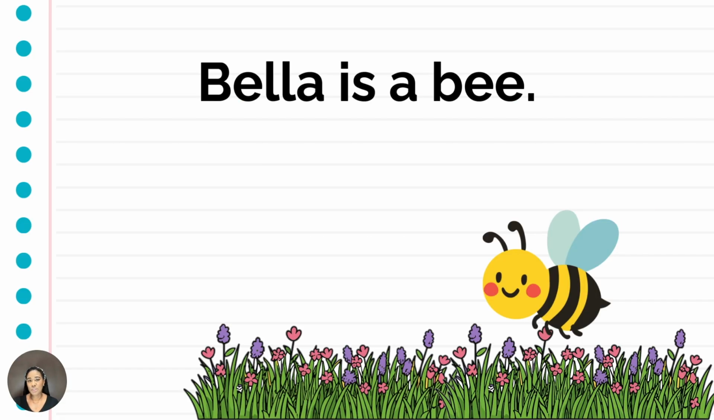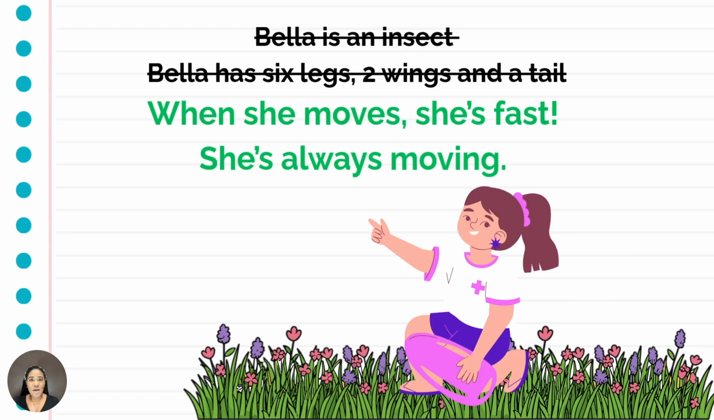Let's look at another example. Bella is a bee. If I said to you, Bella is a bee, and we both know someone called Bella, it would be weird for me to be talking about an insect that I've randomly named Bella. You would know that I'm talking about someone named Bella. I wouldn't be saying that Bella is an insect. I wouldn't be saying that our classmate Bella has six legs, two wings, and a tail. But what I would mean is that when our friend Bella moves, she's fast and that she's always moving. So, Bella may share some characteristics with bees, but she won't share all of the characteristics with bees, and that's what makes it a metaphor.